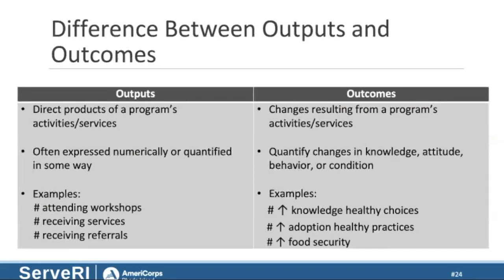Many people get tripped up about what is an output and what is an outcome. It can be helpful to remember that an outcome is really about the benefits. It quantifies changes in knowledge, attitude, behavior, or condition. For example, someone attended a workshop, that's an output. Someone benefited from the workshop, that's an outcome.